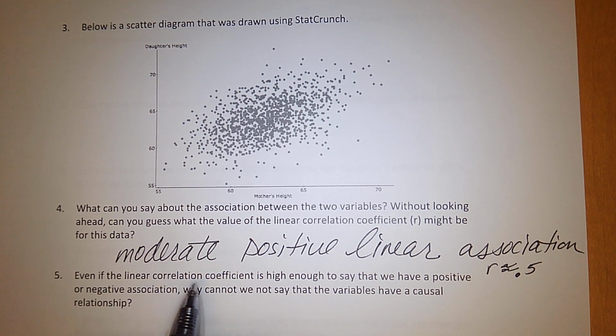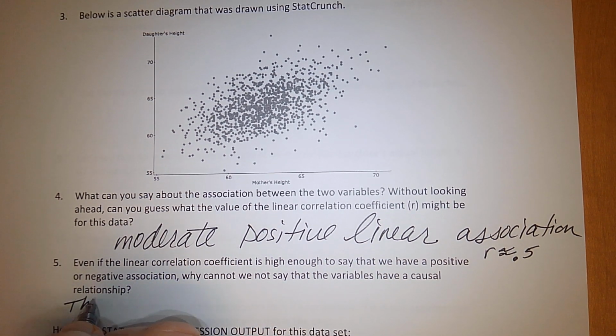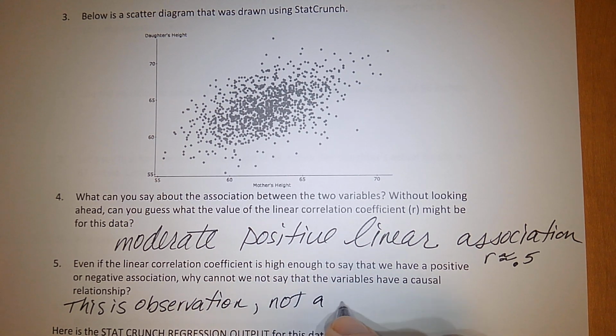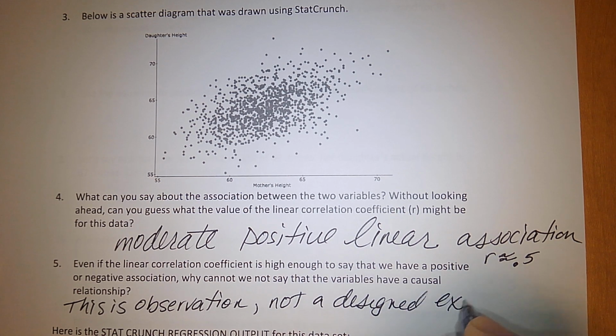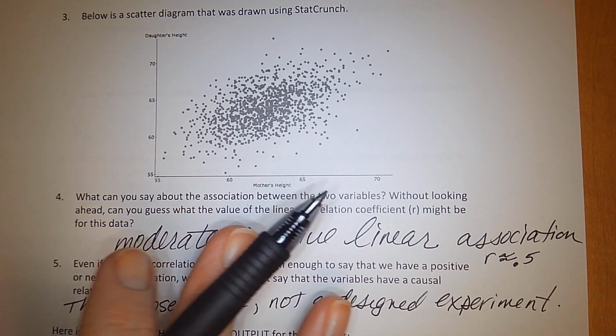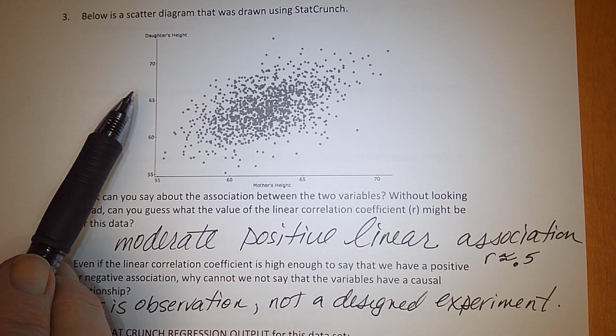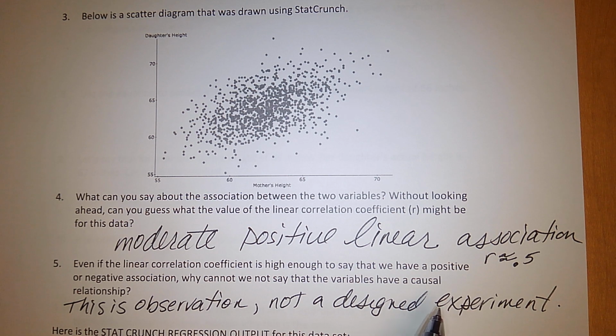Even if the linear correlation coefficient is high enough to say we have a positive or negative association, why can we not say that the variables have a causal relationship? The reason is because this is simply an observation, not a designed experiment. We talked about the differences between observations and experiments in previous chapters. Observations are simply recording data that you've seen from the past. A designed experiment means you're changing or altering one of the variables and seeing what the response was because of that change. We didn't cause any changes, so we cannot say that one causes the other to occur.